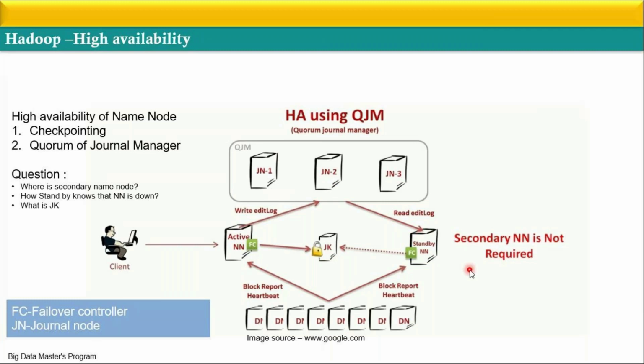Okay, Ashok, one more question. Once the active node is down, the secondary node is reading the edit log from this QJM. Now, after some changes, this standby node will write the edit log into this QJM, right?